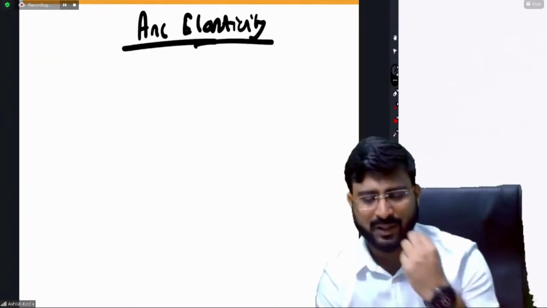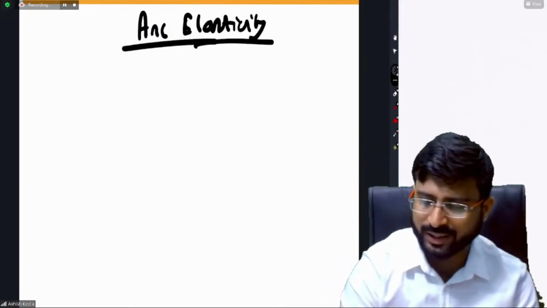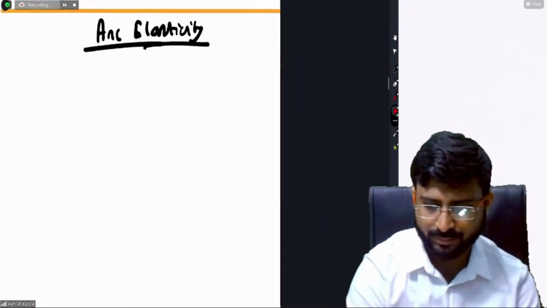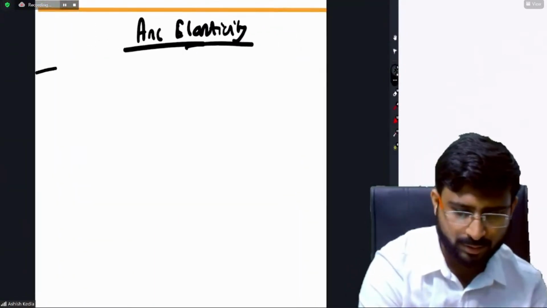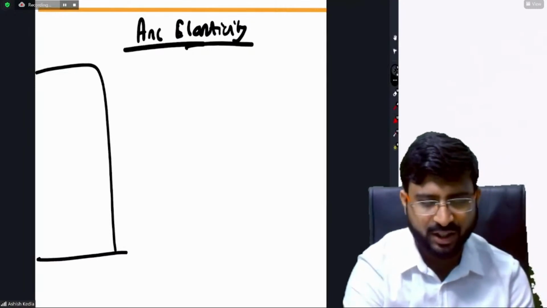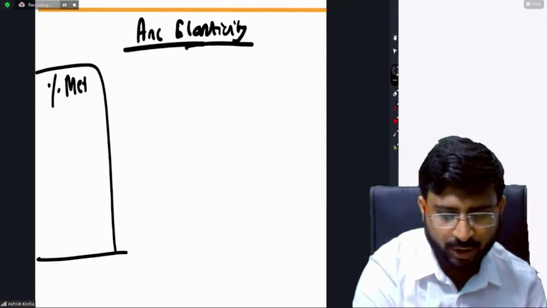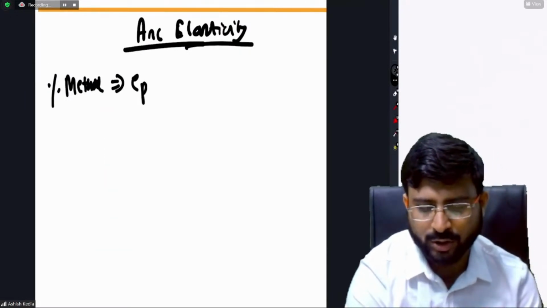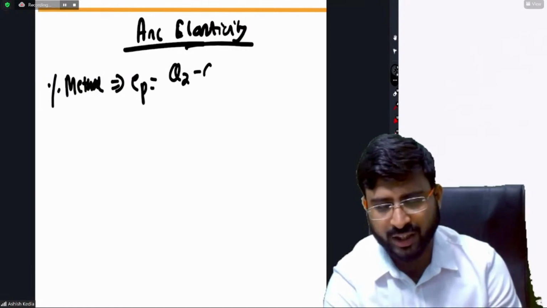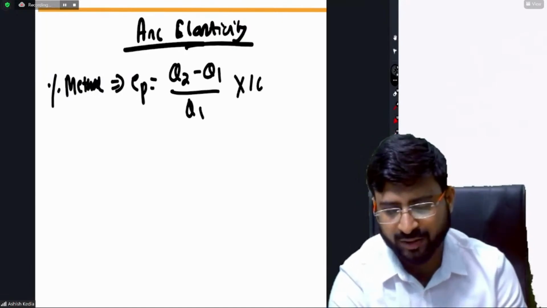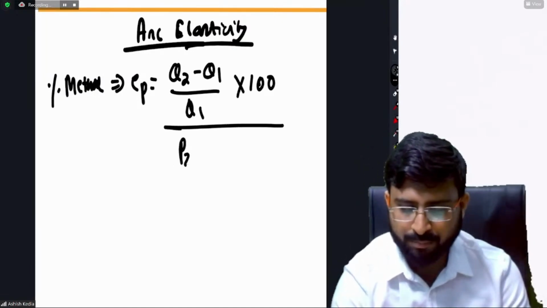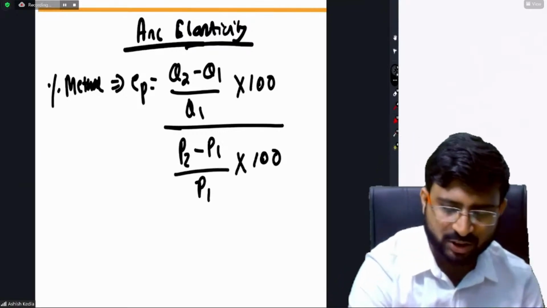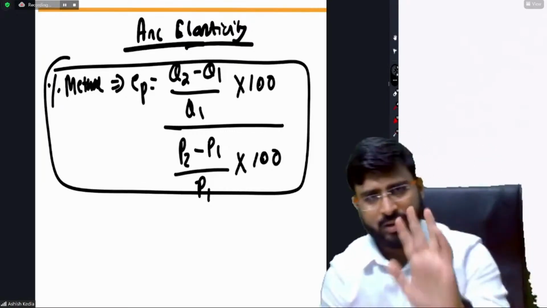Arc elasticity is very simple. I will revise the percentage method with you first. What was the percentage method? Under the percentage method, elasticity equals change in quantity by original quantity, that is percentage change in quantity by percentage change in price, into 100. Everyone, you remember this is the percentage method, yes or no?